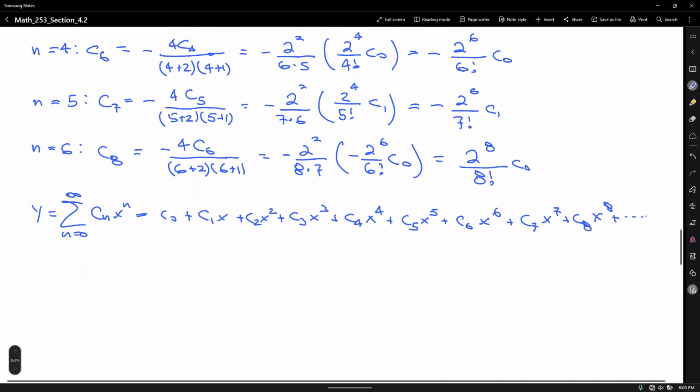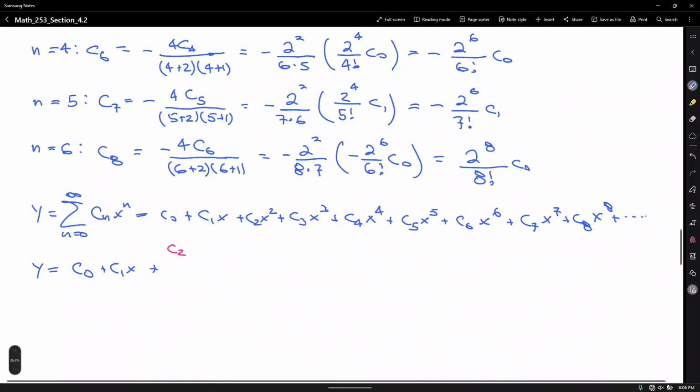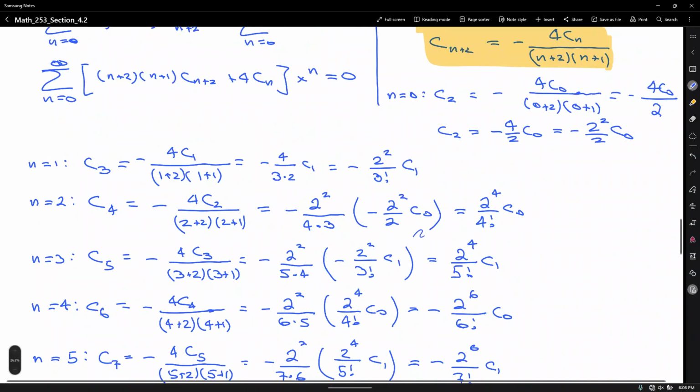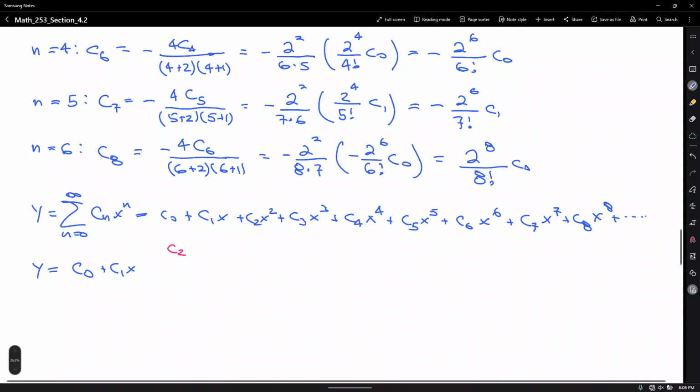Okay, so let me write y equals c sub 0 plus c sub 1x plus, okay, let me write in red at the top, c sub 2. Remember what was c sub 2? Okay, at the top, c sub 2, that was negative 2 squared over 2, c sub 0. So I can write minus 2 squared over 2, c sub 0, and that's x squared, isn't it?